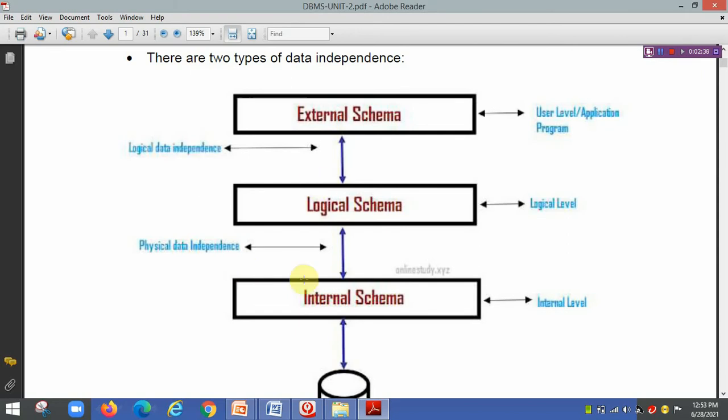So data independence is of two types: one is physical data independence, and the other is logical data independence. Physical data independence is used between the internal level and the logical level. And logical data independence is used between the logical level and the user level. Okay, so let us discuss in detail.